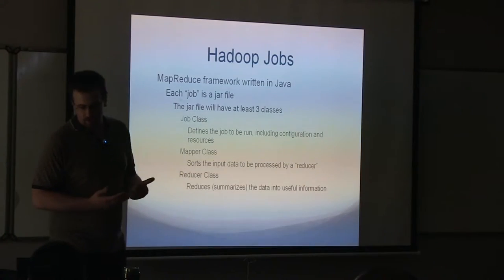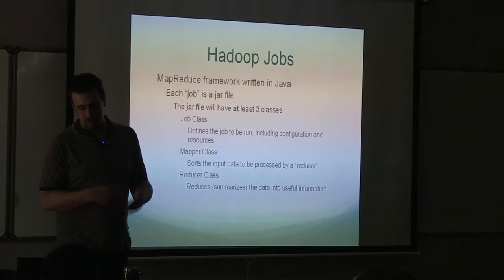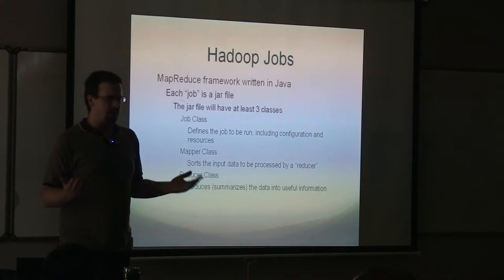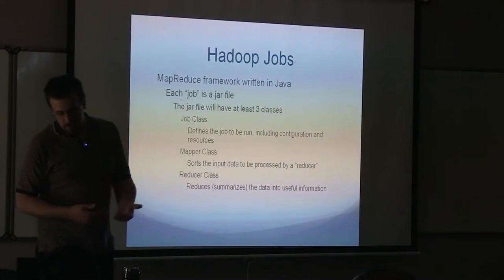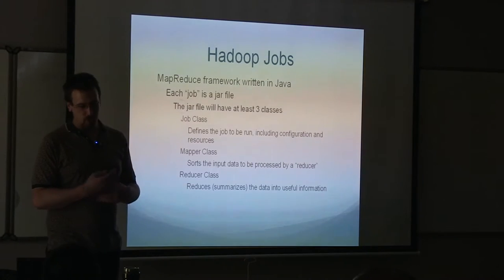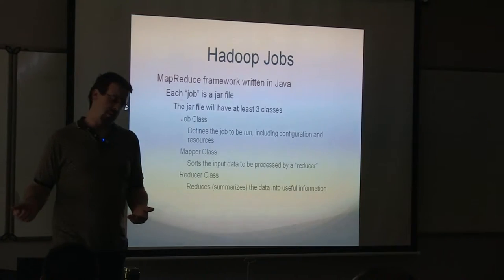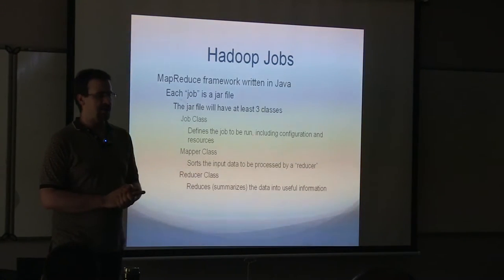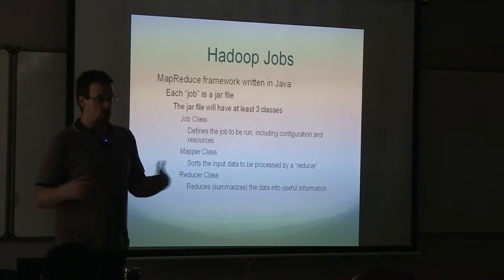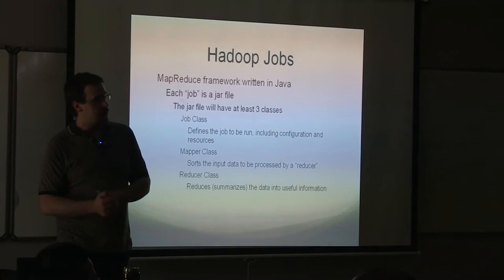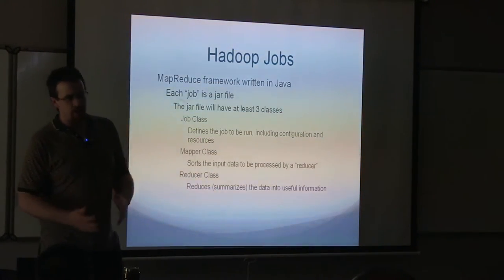Within a MapReduce job, you would have a jar file. This is going to be the job itself. You've got a job class. It's all written in Java, so these are the technical terms for some of those. You'd have a job class, which would define what you need: the configuration parameters, how many threads you want to run, how much memory you want each task to have, that kind of thing. You'd have a mapper class, which would sort the data into your queues. You'd also have a reduce class, which would consolidate and summarize all of your data.